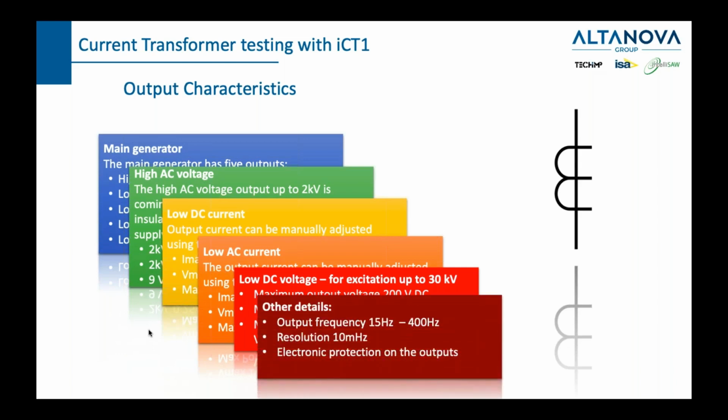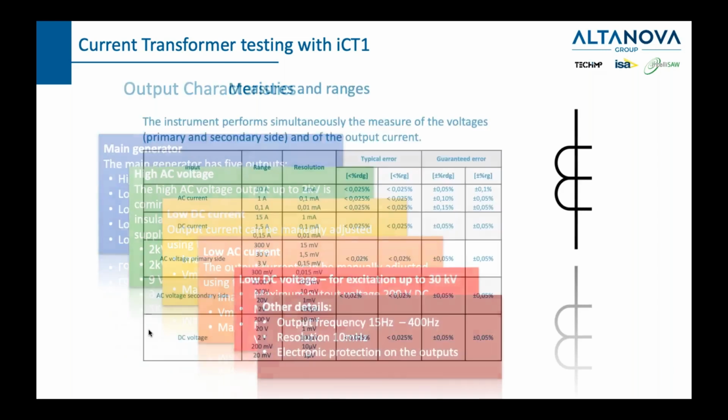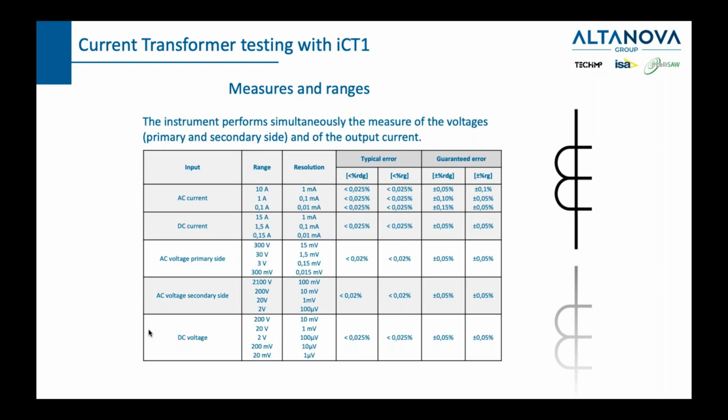To mention some other detail, the frequency is not just 50 or 60. The frequency goes from 15 to 400 hertz with a resolution of 10 millihertz. And we have, of course, all types of protections on the outputs and the inputs of ICT1. Since we talk about the outputs, let us mention the accuracies. The accuracies are very high.